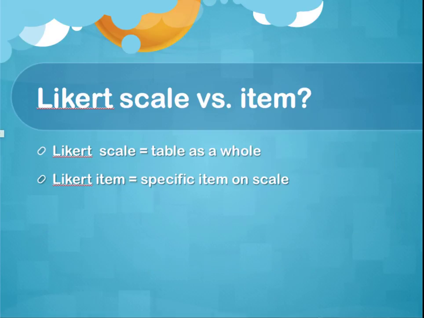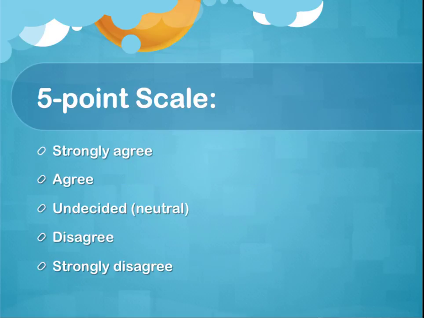Sometimes people will refer to a Likert scale versus a Likert item. A Likert scale would refer to the table as a whole, and a Likert item would be a specific item on that scale. So 5-point scales are the most common, but there are many other different points. There's 7-point, 9-point. There's quite a range of different ones.